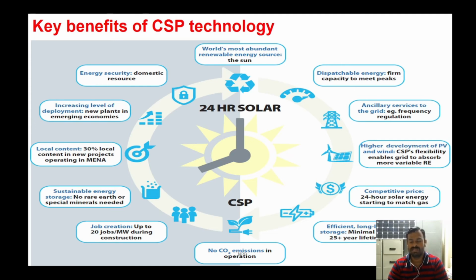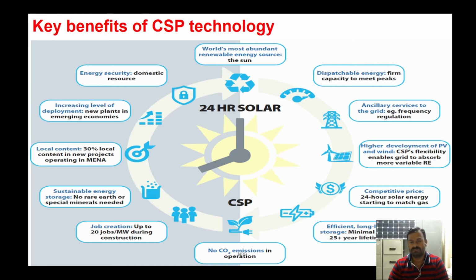But in this CSP, we are going to store the heat energy in the tank, and whenever you need to meet peak loads, we can release this heat energy to produce high pressure steam, and immediately we can generate the required amount of power. When the power requirement is less, the heat energy whichever we are getting from the CSP system is used to heat the fluid, and it is going to be stored in the storage tank. So that's why we call this a dispatchable energy.